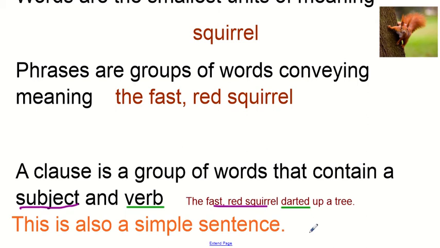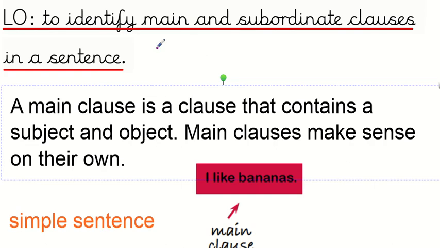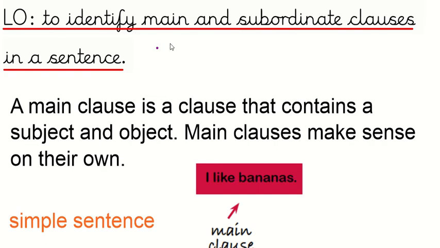Now this is also a simple sentence. The fast red squirrel darted up a tree. This simple sentence contains a main clause. So a main clause is a clause that contains a subject and object. Main clauses make sense on their own. Here's an example. I like bananas. Can you spot the subject and object in that sentence? Fantastic. I is the subject and bananas are the object. This is also a simple sentence.